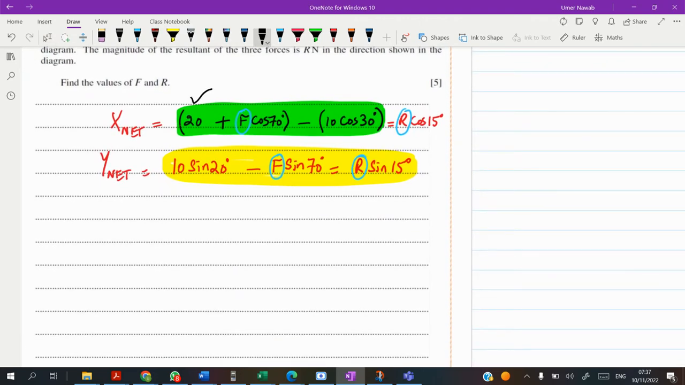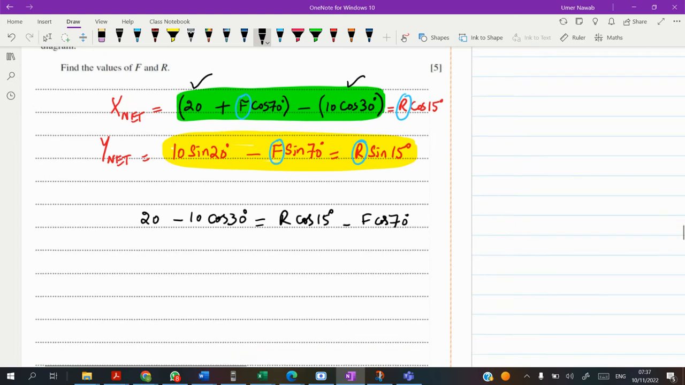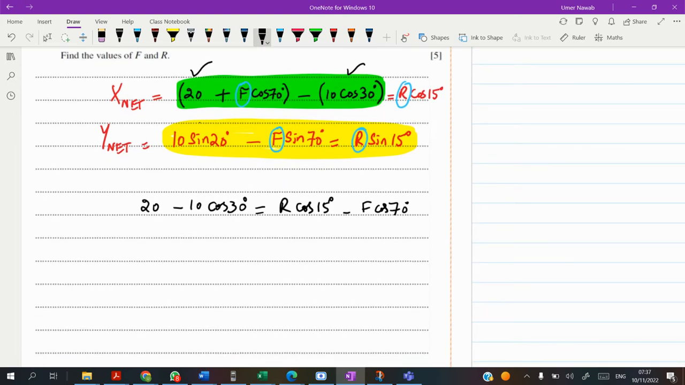How do I do this organization? I will keep 20 minus 10 cosine of 30 degrees on the left, and send F cosine 70 to the other side. So R cosine 15 minus F cosine of 70. And also I will keep it here and send this to the other side. So I'm going to write 10 sine 20 equals R sine 15 plus F sine 70.